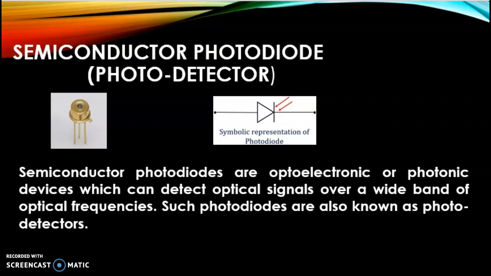These devices convert optical energy into electrical energy. In case of LED and laser, it converts the electrical energy into light energy, and in case of photodetector, it converts the optical energy into electrical energy. So photodetector, LED, laser, all are optoelectronic or photonic devices. But LED and laser convert electrical energy into optical energy, and photodetector converts optical energy into electrical energy.